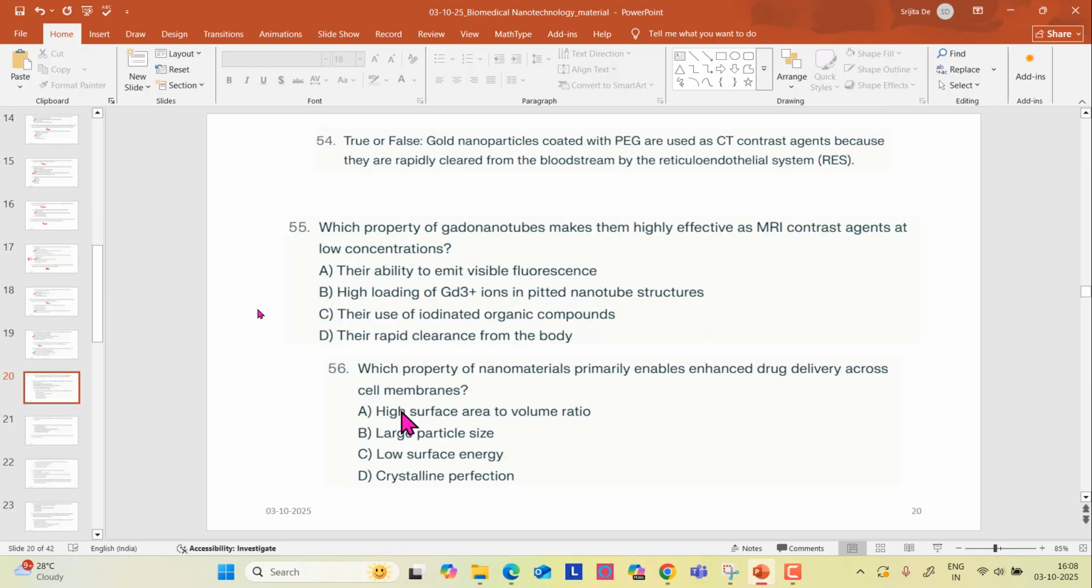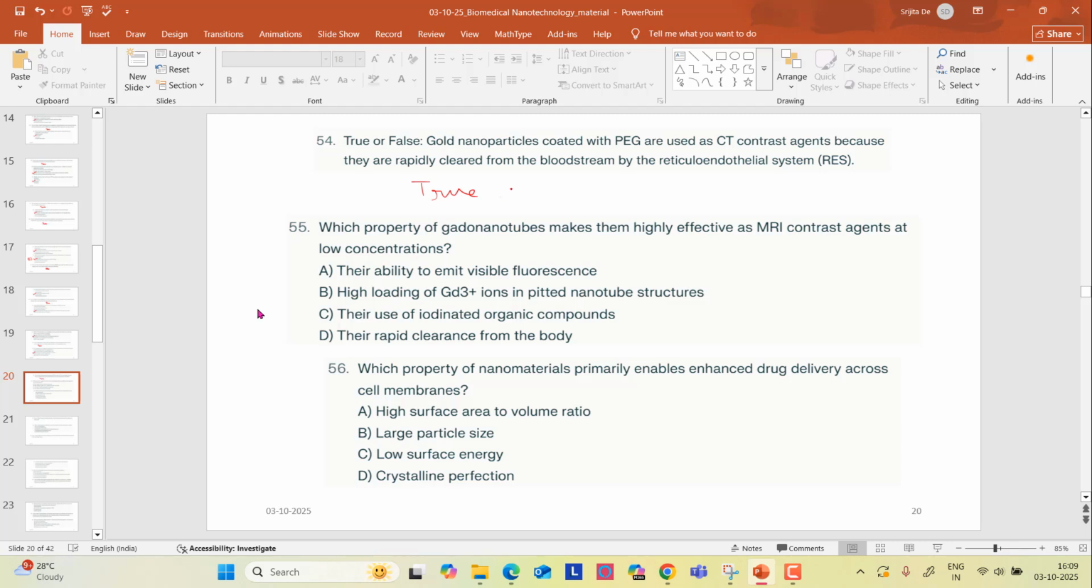Next, gold nanoparticles coated with PEG are used as CT contrast agents because they are rapidly cleared from the bloodstream by the RES. True. Yes, this.